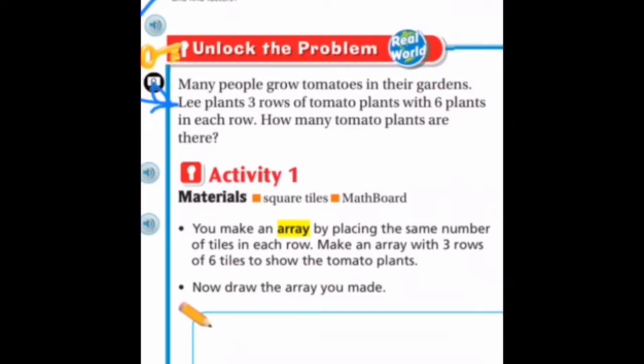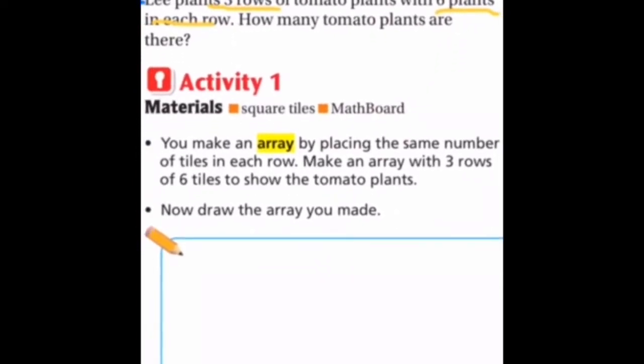It says, many people grow tomatoes in their gardens. Lee plants 3 rows of tomato plants with 6 plants in each row. How many tomato plants are there? Right here, it says you can make an array, that's an important word, by placing the same number of tiles in each row. Make an array with 3 rows of 6 tiles to show the tomato plants.